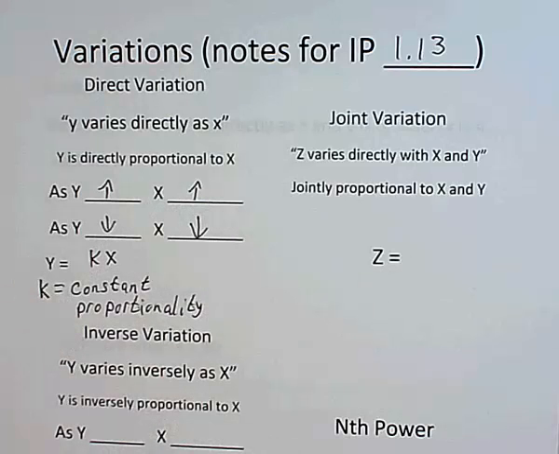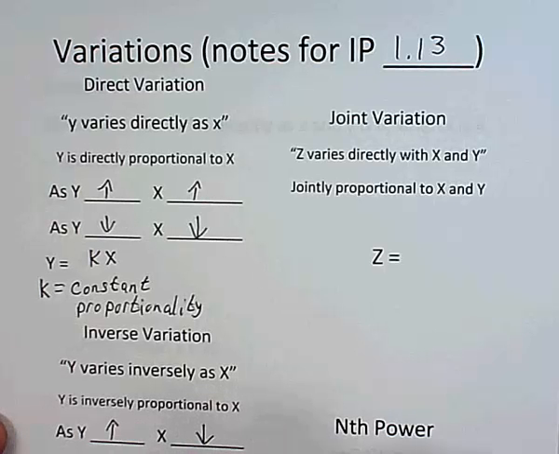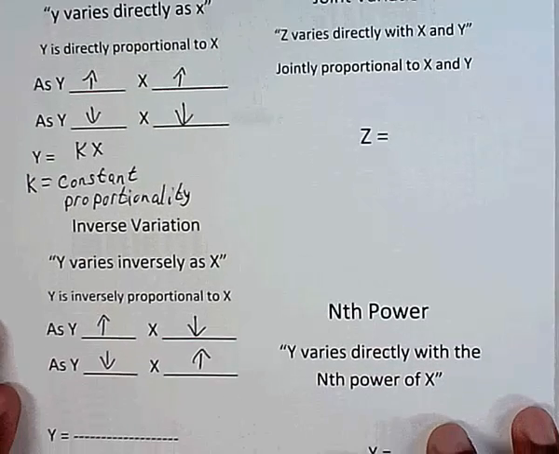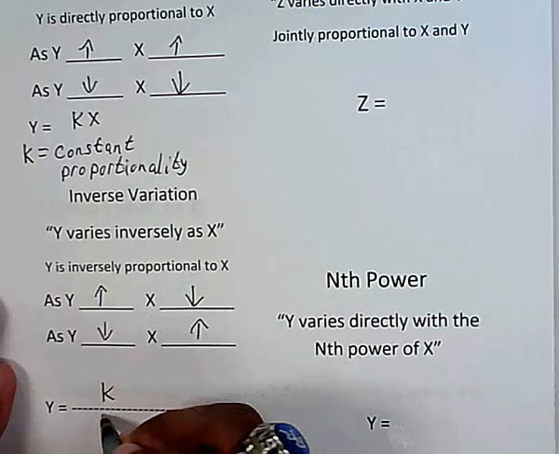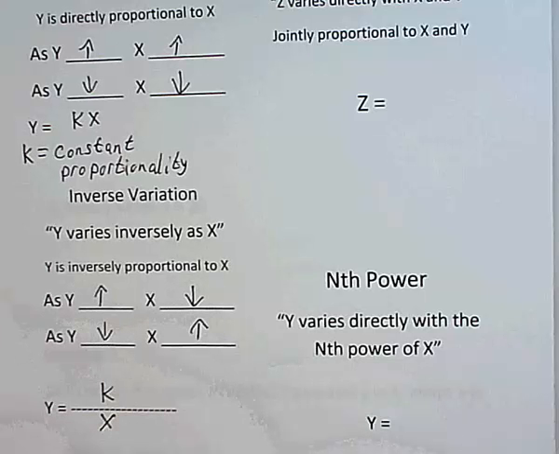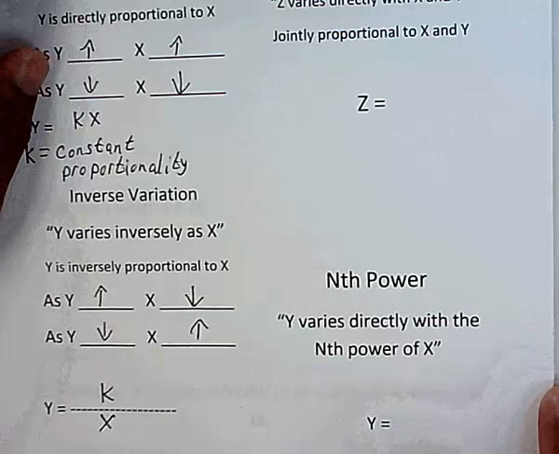Then we have inverse variation. Y varies inversely as x. Y is inversely proportional to x. Therefore, as the y variable were to go up, then the x variable is going to go down, and we have vice versa. As the y variable goes down, then the x variable is going to go up. Our equation for y is that we have a fraction this time, k over x. That'll be inverse variation. We'll get to some examples a little later.